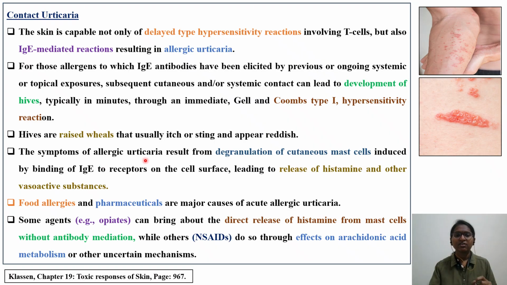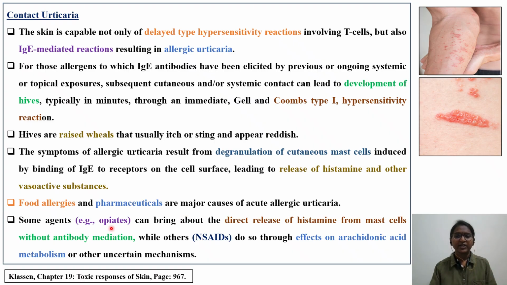The mechanism of this allergic contact urticaria is degranulation of cutaneous mast cells, induced by IgE binding to the receptor on the cell surface, leading to release of histamine and other vasoactive substances at the site. Food allergies and pharmaceuticals are the major causes of this allergic contact urticaria.